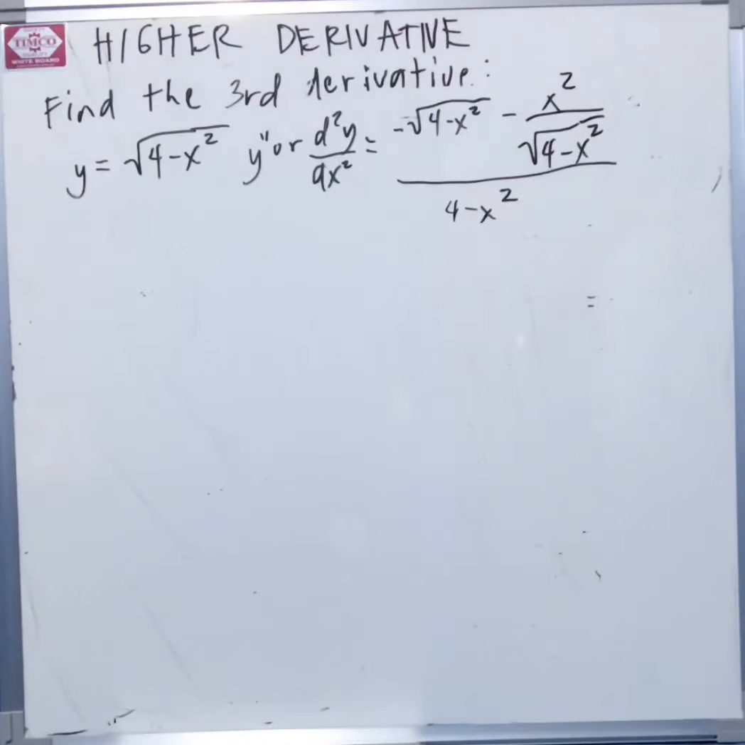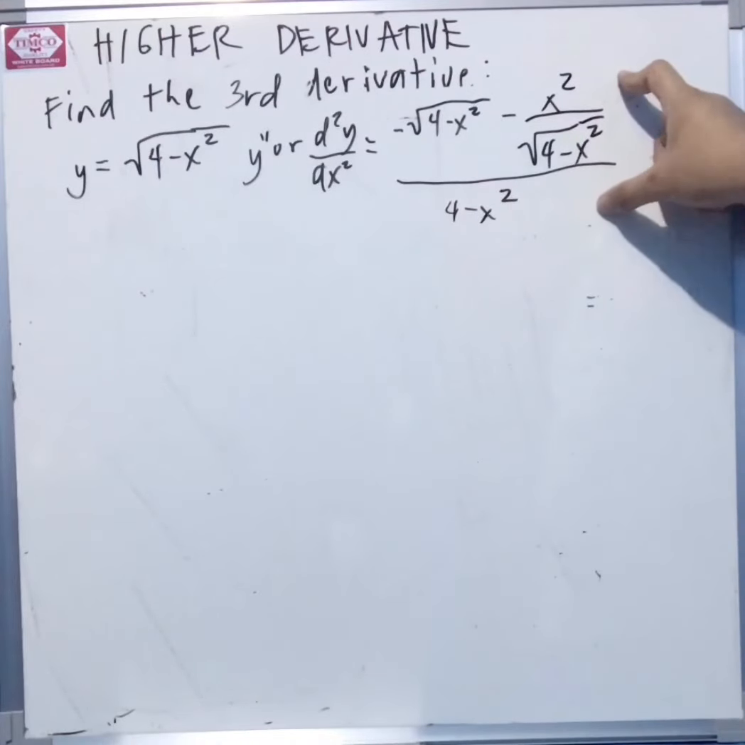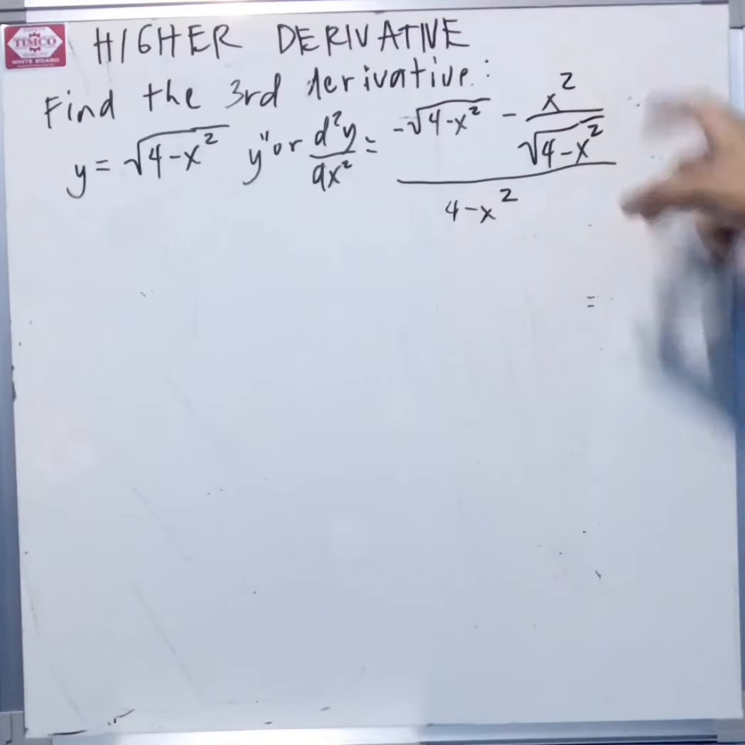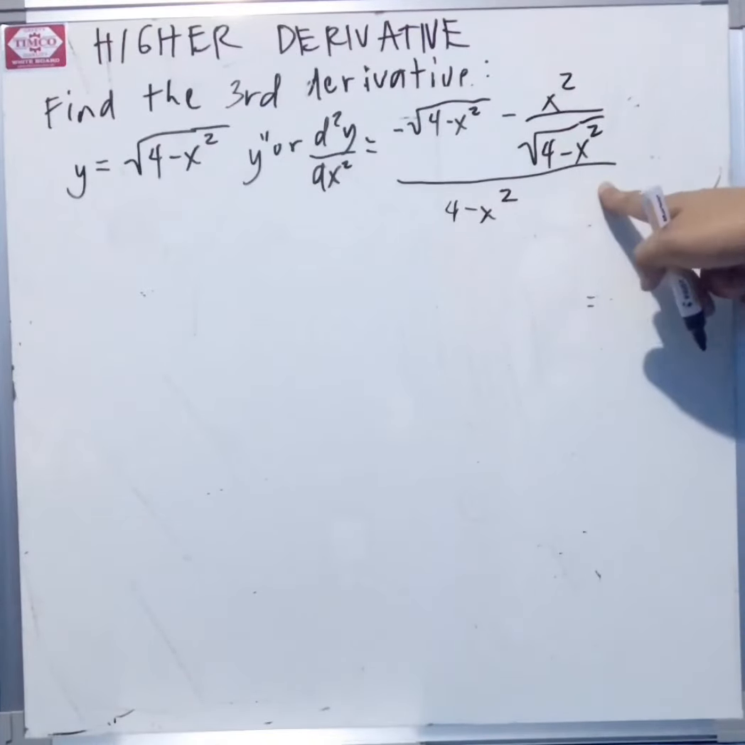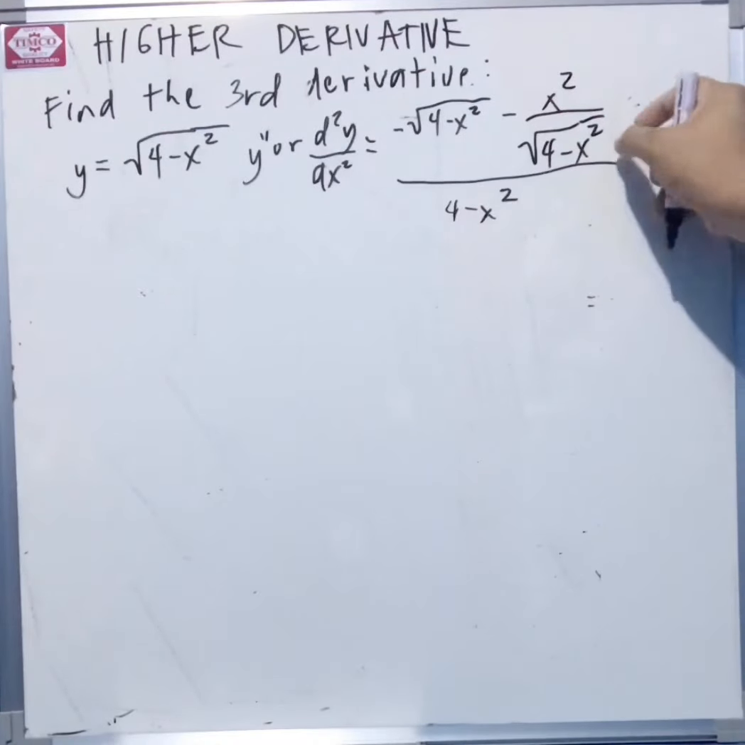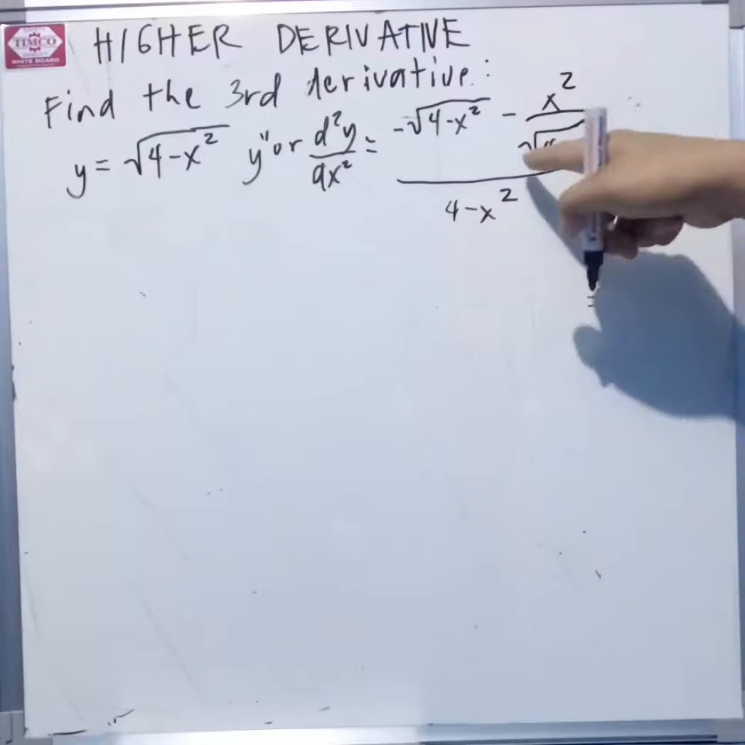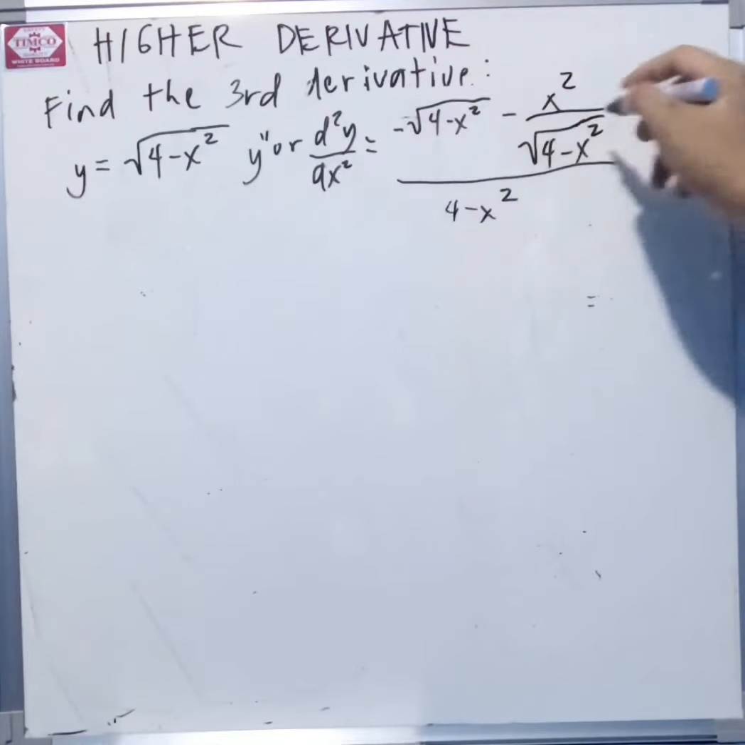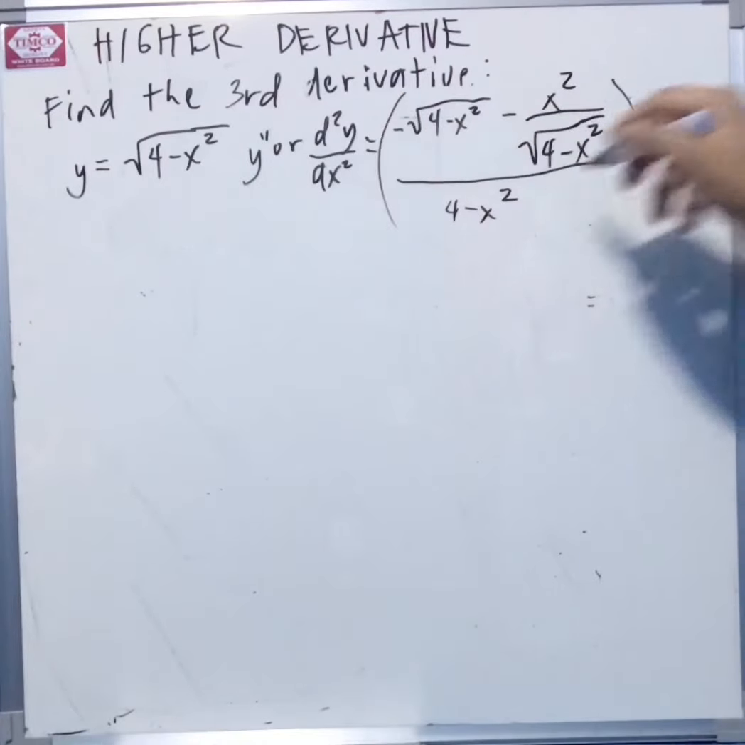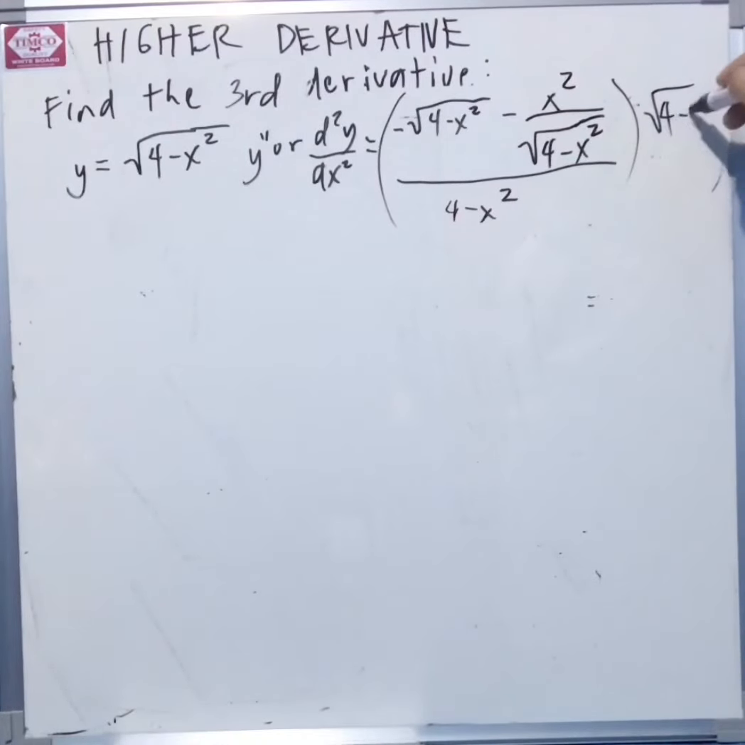And then, we are going to simplify this, no? So, titignan nyo to class. Gusto nating eliminate, no? Gusto nating simplify ito. So, multiply natin siya para ma-eliminate itong over square root of 4 minus x squared. So, multiply natin itong equation, no? Multiply natin siya ng square root of 4 minus x squared over square root of 4 minus x squared.